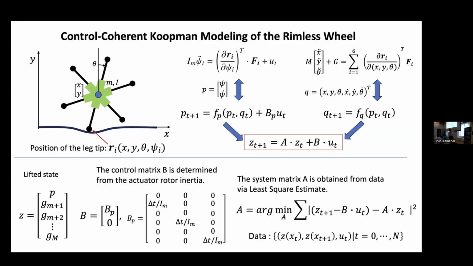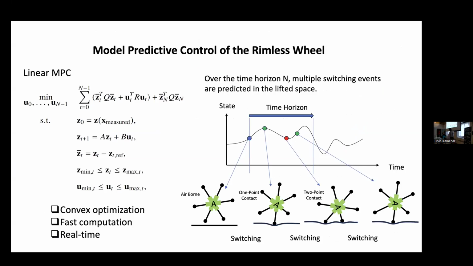And now, in determining A, because we know B, and we measure the UT, we subtract the effect of the actuator. So from here, because of the linearity, we can determine the A matrix in a very straightforward manner. Applying this to MPC, we get a nice model along the time horizon. It may include the no contact case, 1-point contact, or 2-point contacts. In fact, the switching occurs in the original state space, but in the lifted space, it is just a linear system.